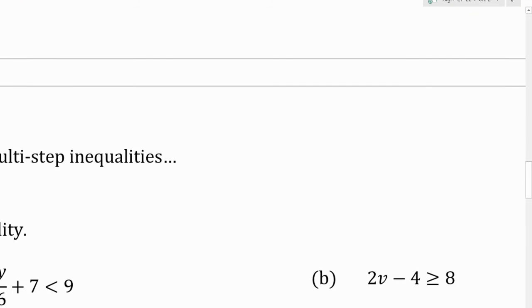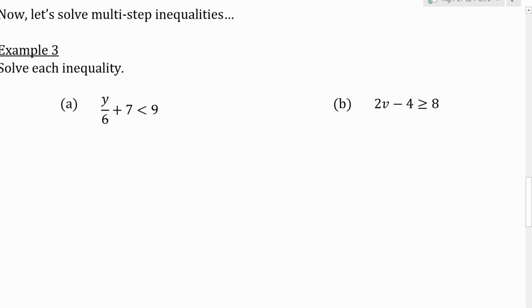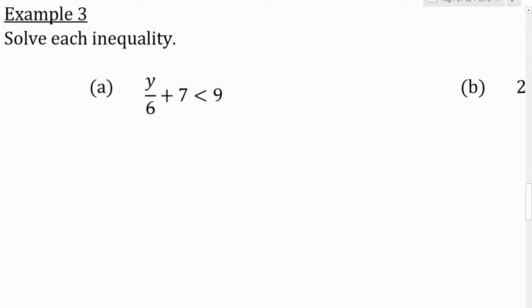Okay, so now let's put those two concepts together. Just the idea that you know how to solve multi-step equations and you know how to solve simple inequalities. If you can do both those things, then there's zero reason why you can't do that. So right there's the term that has the y in it. So the first thing I want to do is subtract 7 from both sides, which will leave me 2. Now I'm going to multiply both sides by 6, which is a positive 6. I do not turn this. Y is less than 12.